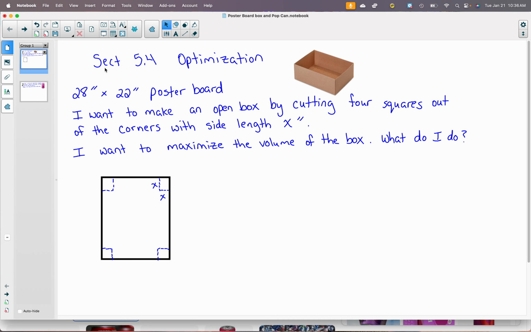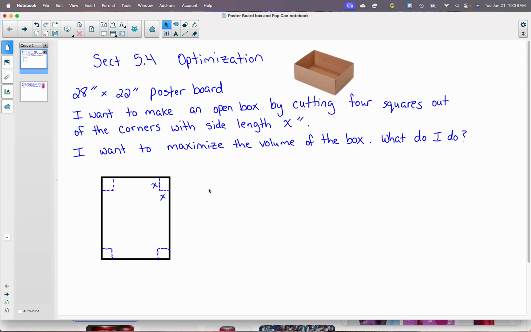Okay, ignore the section number because we're probably going to use a packet, although I think this is from your current textbook, section 5.4, but we're going to do the topic of optimization. And I'm going to do this with a couple of examples.